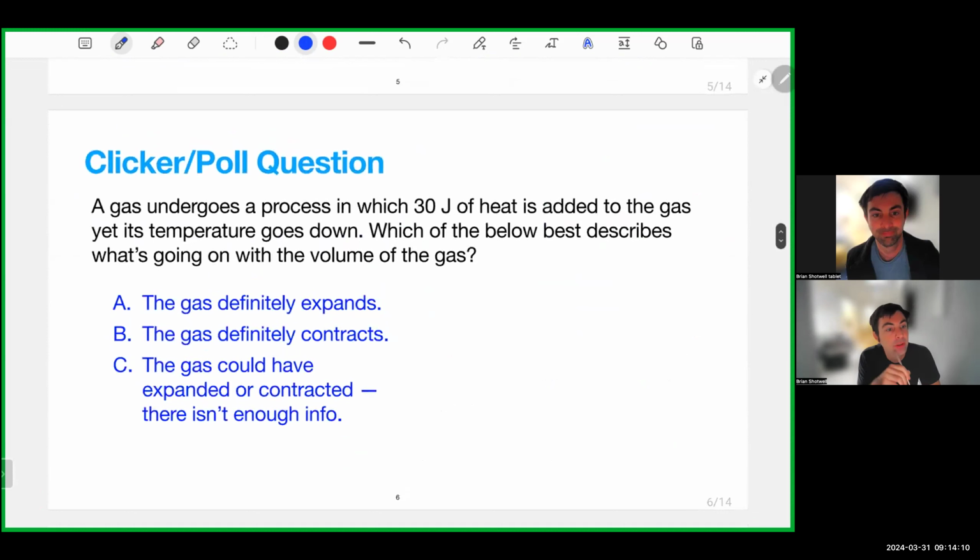Okay, so let's try this. A gas undergoes a process in which 30 joules of heat is added to the gas. So in terms of our first law, Q is positive and equal to positive 30 joules. We have our first law of thermodynamics formula: the change in the internal energy of the gas is Q plus W. So we know Q. Which of the following: 30 joules of heat is added to the gas, yet its temperature goes down.